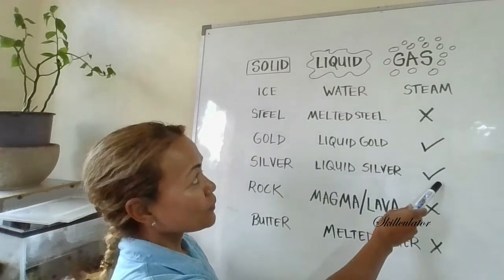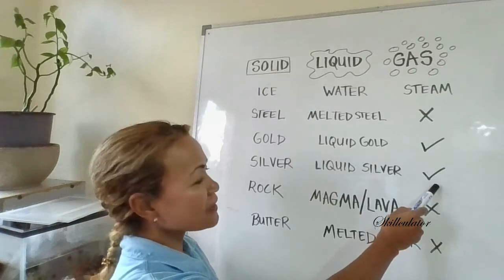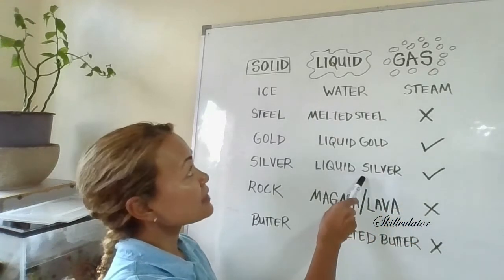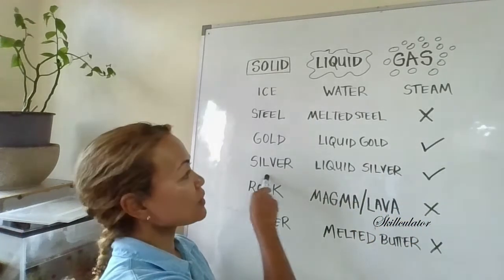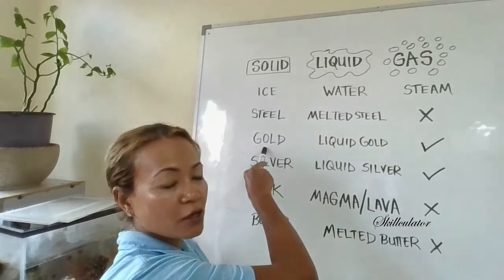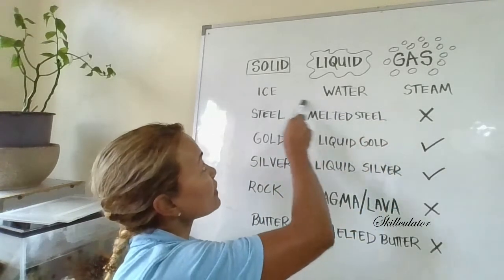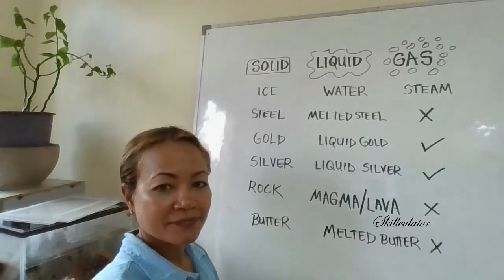Okay, so under the right circumstances, silver can switch from gas to liquid and back to solid state. Same thing with gold, and the same thing with water.